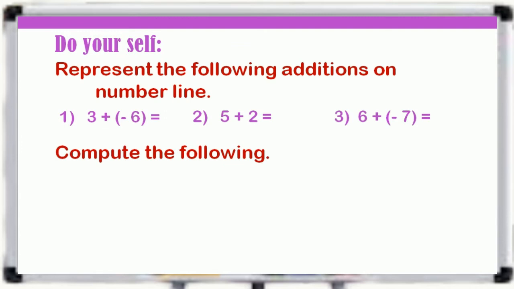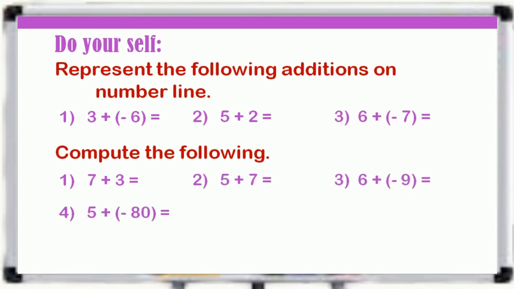Then compute the following without number line. Question number 1, 7 plus 3. Question number 2, 5 plus 7. Question number 3, 6 plus of minus 9. Question number 4, 5 plus of minus 80. Question number 5, 50 plus 23. Question number 6, 100 plus of minus 84.